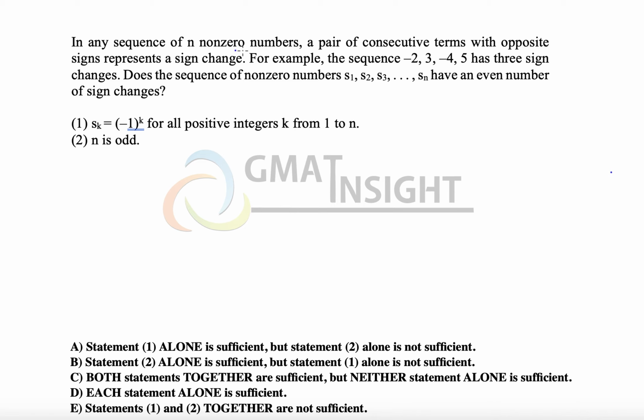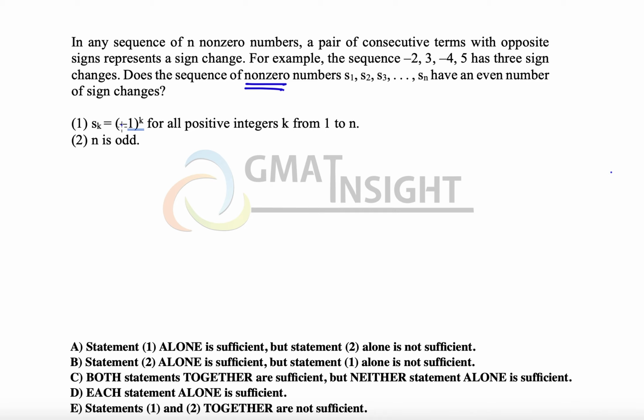In any sequence of n non-zero numbers, a pair of consecutive terms with opposite sign represents a sign change. For example, from -2 to 3 there is one sign change, from 3 to -4 there is another sign change, from -4 to 5 there is another sign change. So 3 times the sign has changed here, so 3 sign changes is noted. Does the sequence of non-zero numbers, non-zero means none of them is 0, have an even number of sign changes?